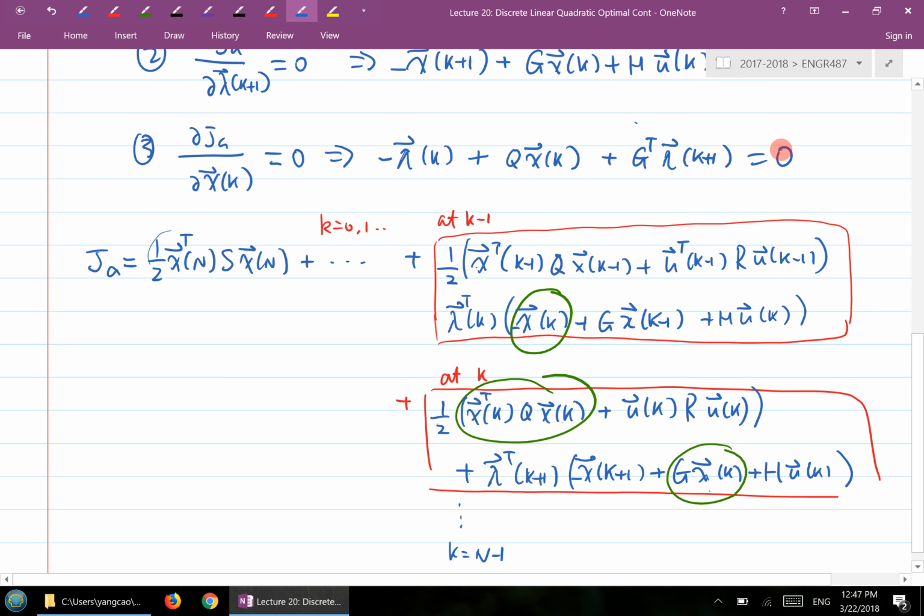So that's consistent now with what I have here. So good, right? The third equation is called the adjoint equation. Okay, so this equation is called the adjoint equation.